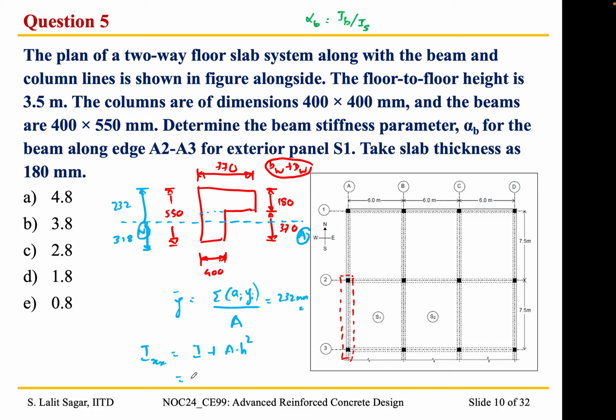Okay, so I got a value of, let me write it as IB in order to maintain the uniformity of the notations, to the power 9 millimeter power 4. So this is how you find out IB.